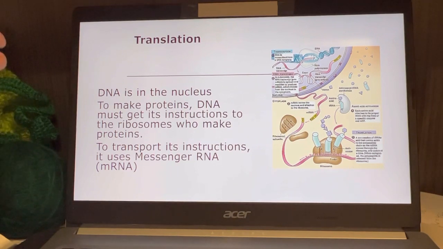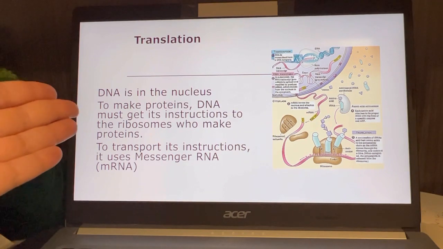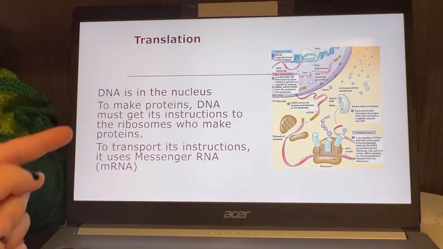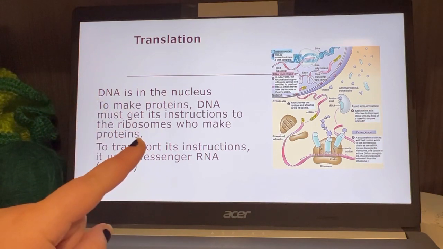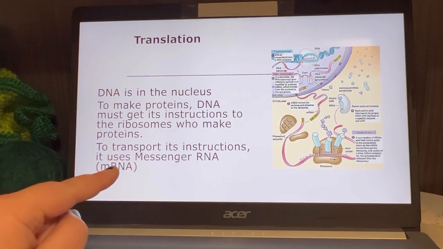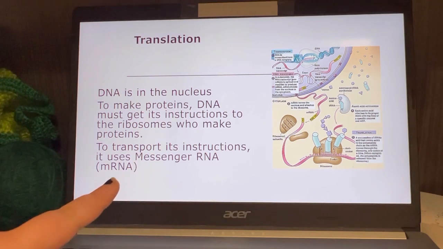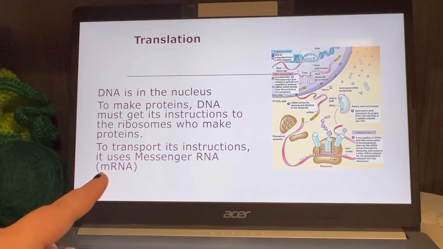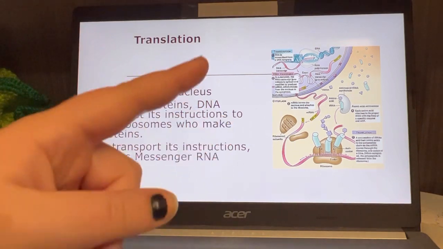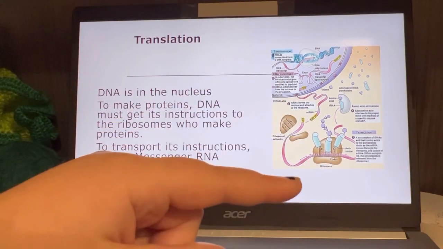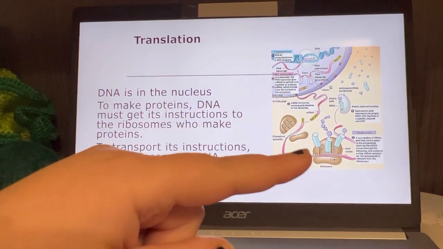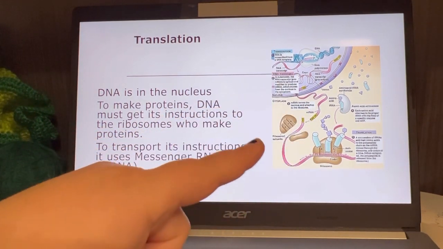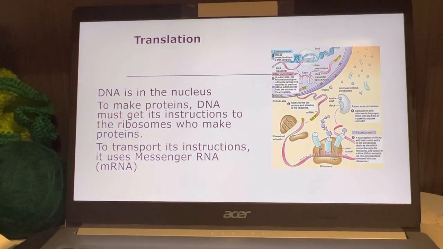Alright, so protein synthesis is split into two parts. First, we have DNA in the nucleus. To make proteins, DNA must get its instructions to the ribosomes, which make proteins. To transport its instructions, it uses messenger RNA, mRNA. Even if you're talking about messenger RNA at the beginning of a sentence, the m is lowercase to signify messenger RNA. This whole diagram is the whole process of transcription and translation. We will get to that.